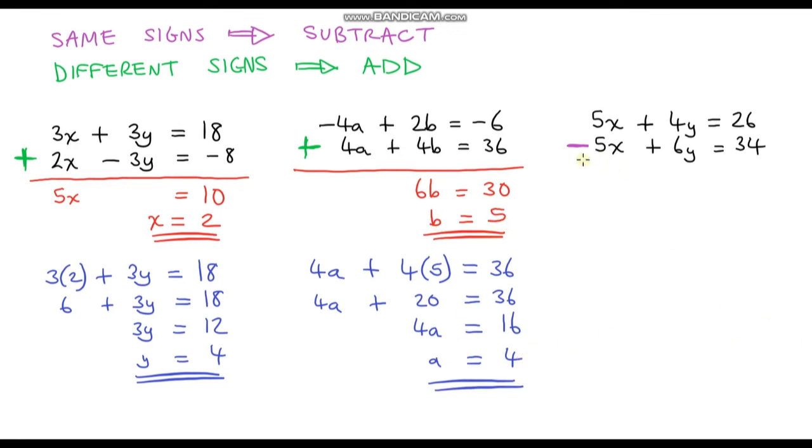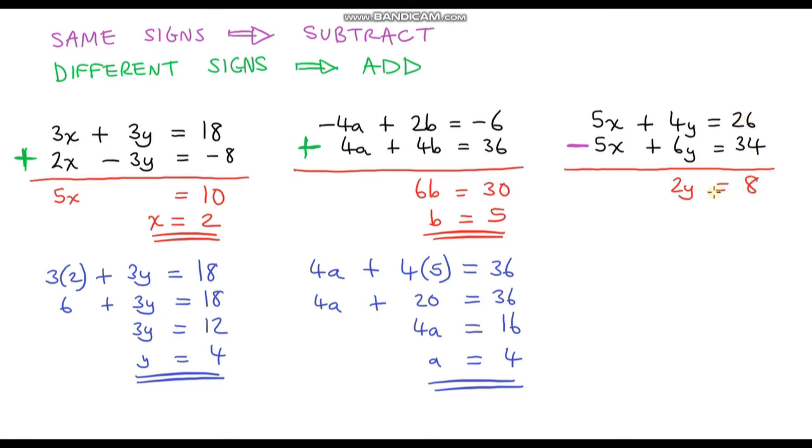Now the last one. This time we are going to subtract the equations. So 5x subtract 5x is 0. That works out quite nicely. 4y subtract 6y. And in this case, I'm actually going to subtract the top equation from the bottom equation. So it doesn't matter which way round we do it, as long as we're consistent. And the whole reason I'm doing that is because I'm not going to be left with any negative numbers. So 6y subtract 4y is 2y. And 34 subtract 26 is 8.